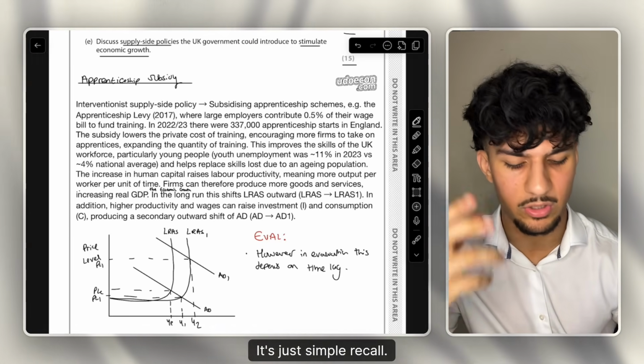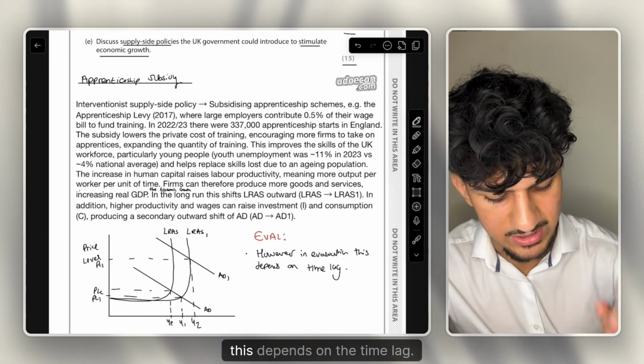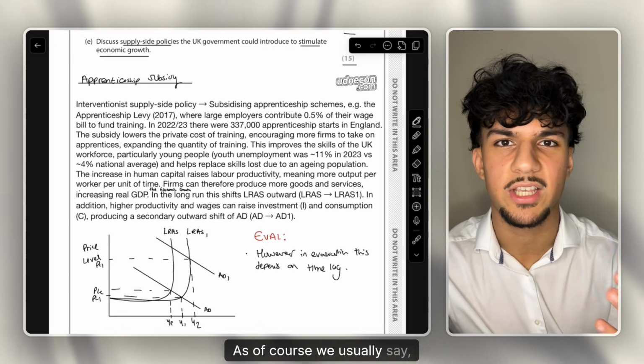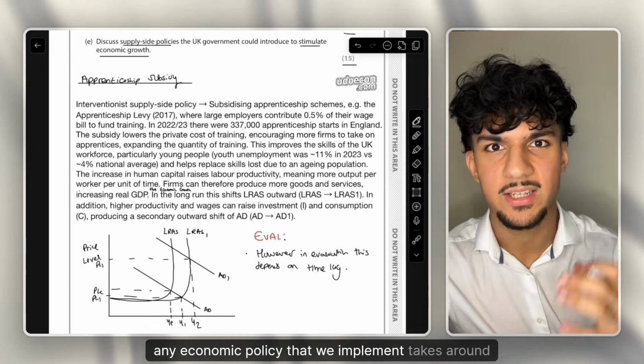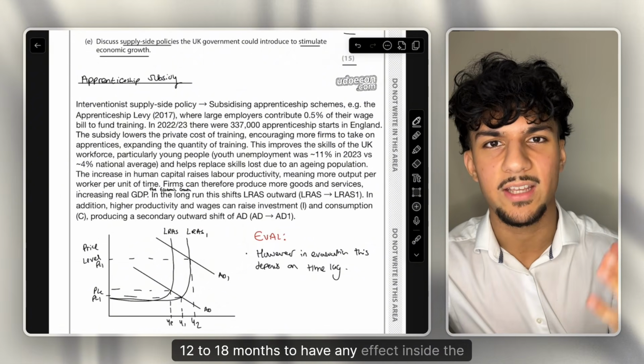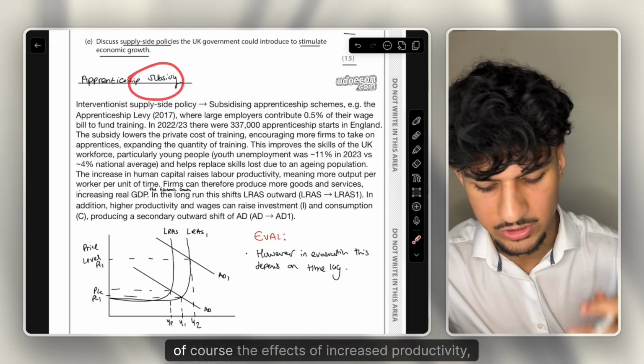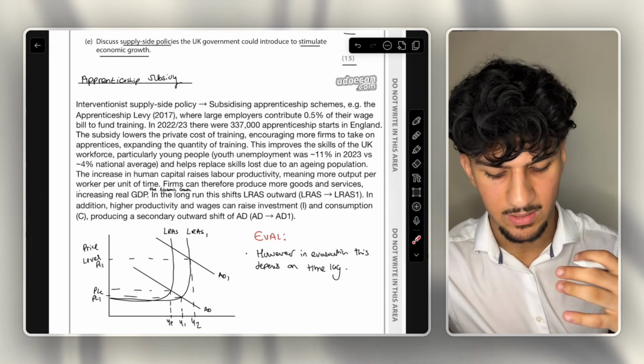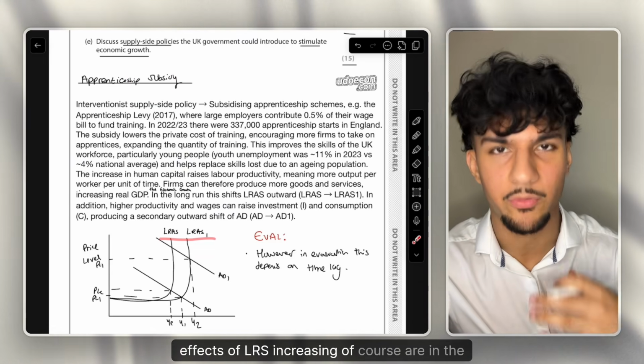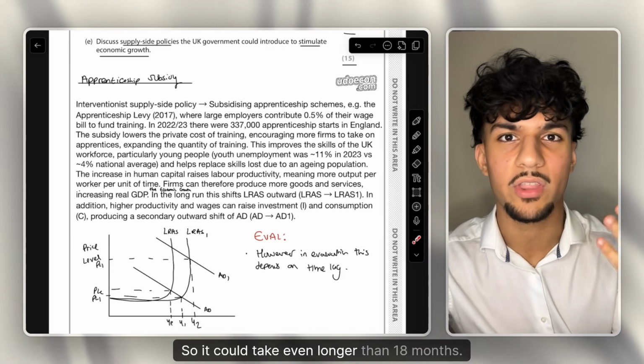It's just simple recall. But anyway, back to this. However, in valuation, this depends on the time lag. Of course, we usually say any economic policy that we implement takes around 12 to 18 months to have any effect inside the economy. And with this apprenticeship subsidy, the effects of increased productivity, the effects of LRS increasing, are in the long run. So it could take even longer than 18 months.